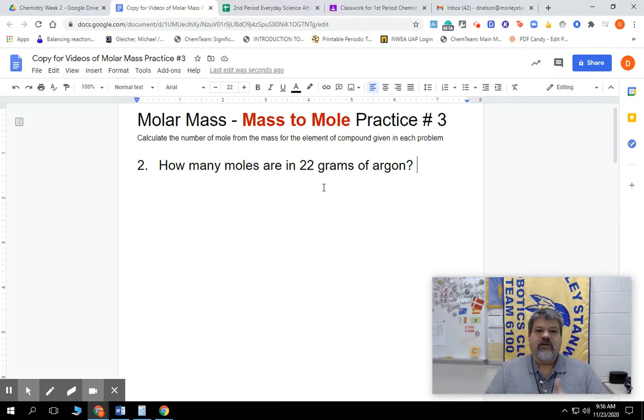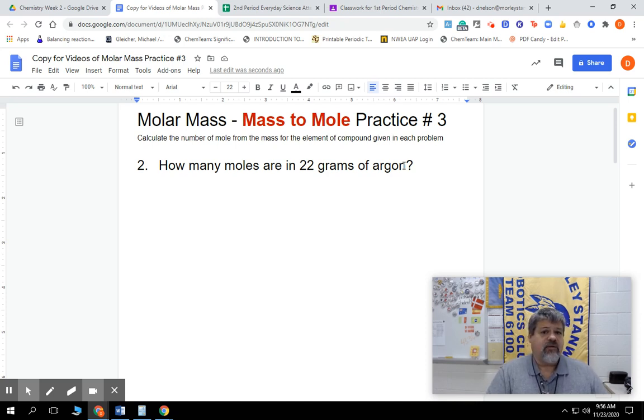Hey guys, we're still working on molar mass. This time, again, we're going to do mass to the number of moles. So we're going to start off with reading the question. How many moles are in 22 grams of argon? Again, we're using our molar mass to convert from the mass to the moles.